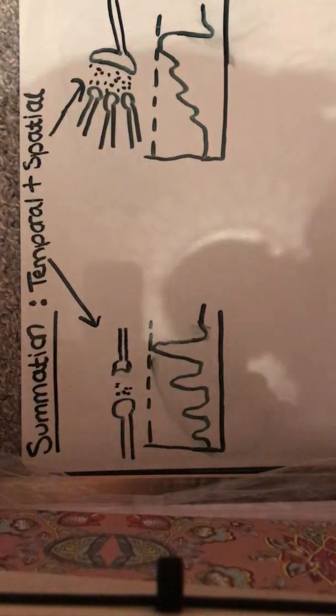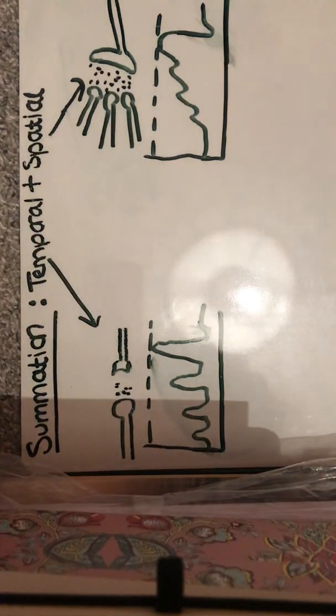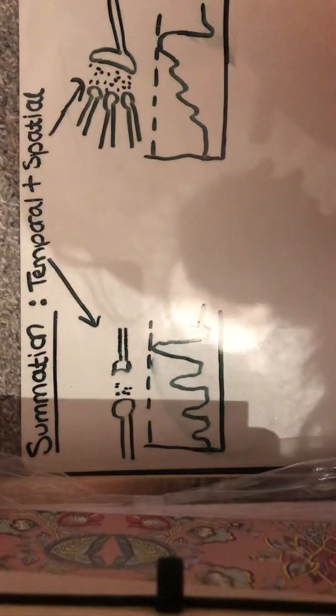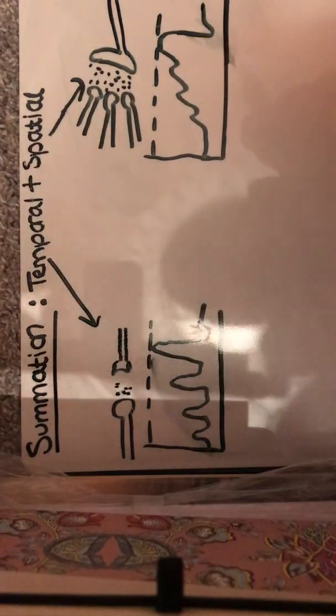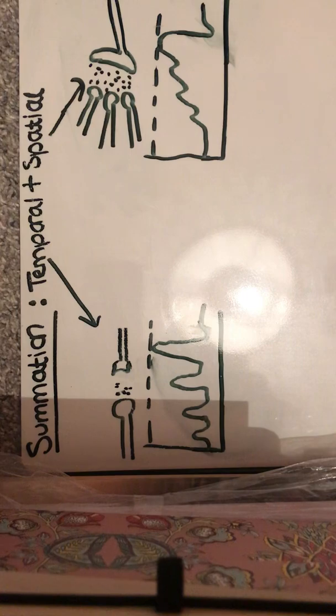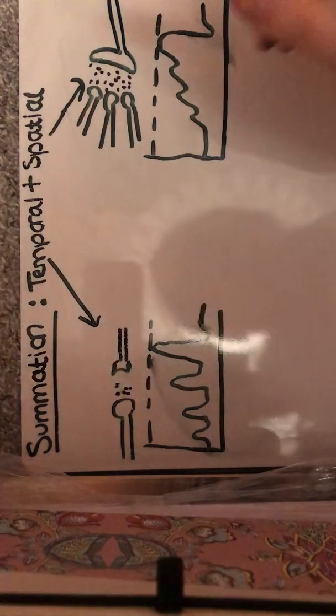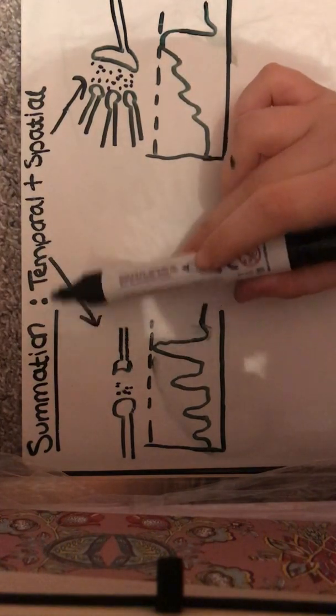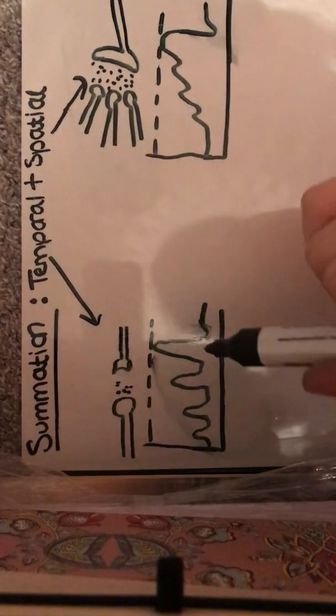Hello and welcome to our video on summation as part of the neuronal communication topic. So there are two main types of summation, and that is temporal and spatial.